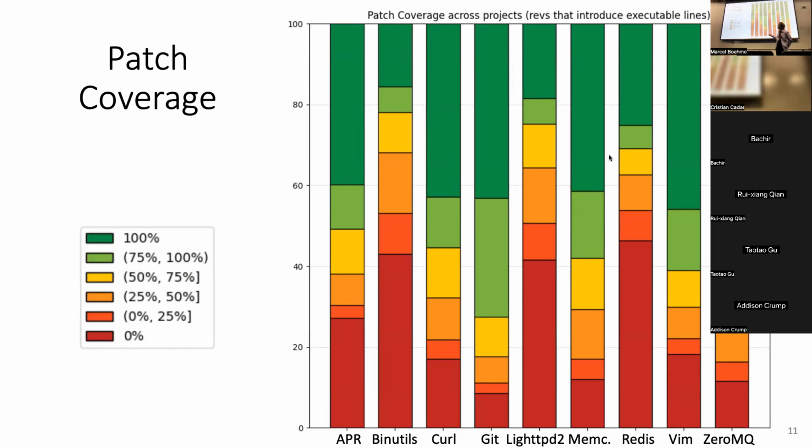So here, as you can see, we group these patches in terms of percentage coverage. In dark red here, we have patches where absolutely no line of code is touched by the developer test suite.